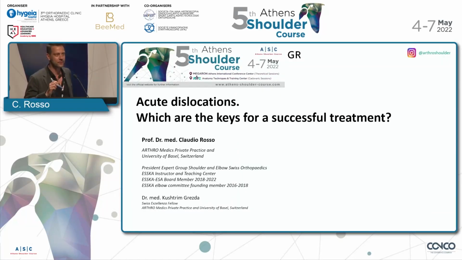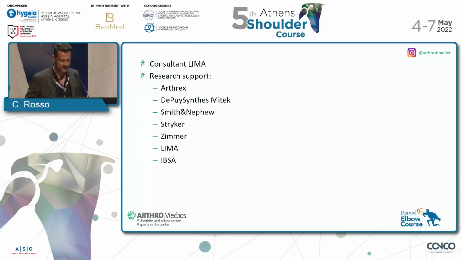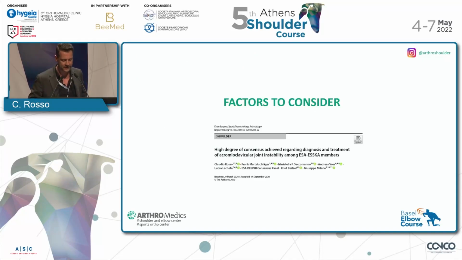Knut already did a lot of work, so there will be a little bit of redundancy, but I will try to make my point on acute dislocations and the keys to success. These are my disclosures. So, factors to consider. I think if you treat AC joint instability, it's worth reading our consensus from the ESA, which is really comprehensive and very interesting to read. And it gives you a little bit of a guideline.